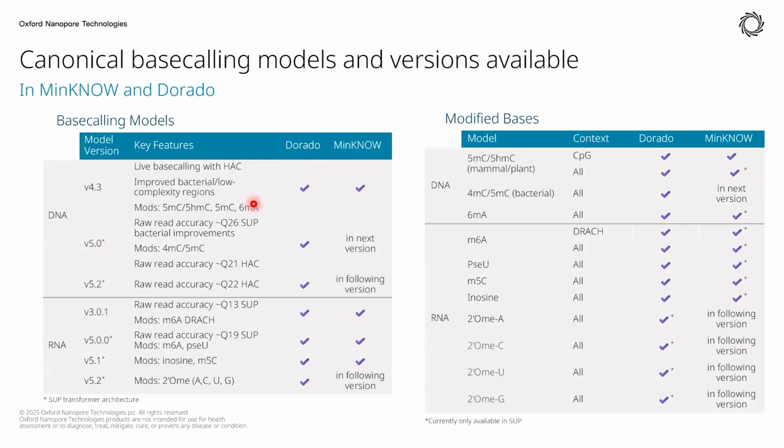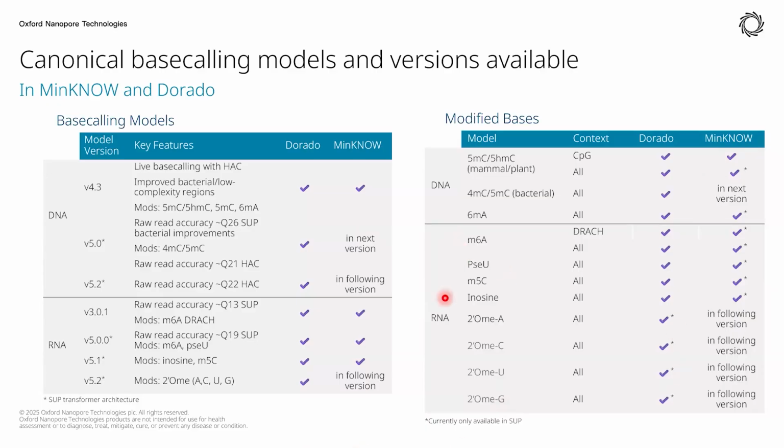This is a table showing what different base calling models, or different versions, are available. And I think for the DNA context, this is very important. Here we have 5mC, 5hmC, and 4mC, which is probably not relevant for your work. 6mA we have in the CpG context or all base context. Everything is available in the Dorado standalone version. In MinKNOW also, I think most of the modifications are now available.